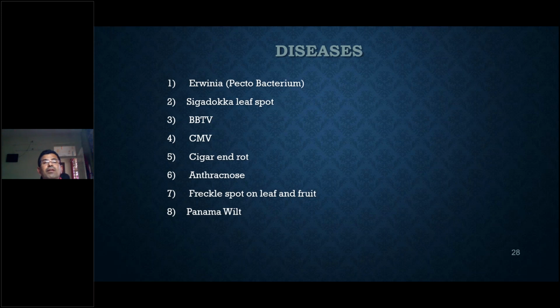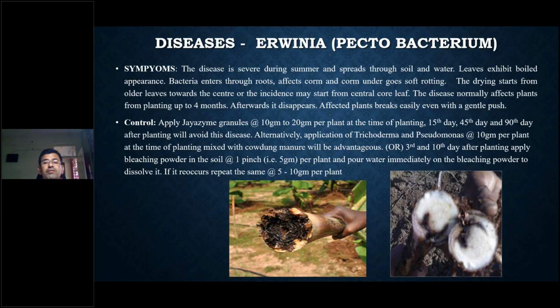Diseases. The main diseases are Erwinia, Pectobacterium, Sigatoka leaf spot, banana bunchy top virus, cucumber mosaic virus, cigar end rot, anthracnose, freckle leaf spot on leaf and fruits, then Panama wilt. Erwinia is also called Pectobacterium.